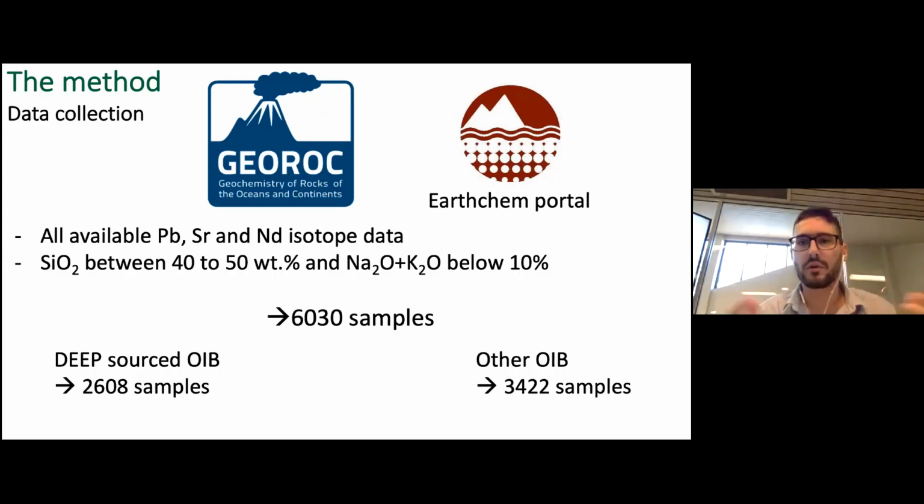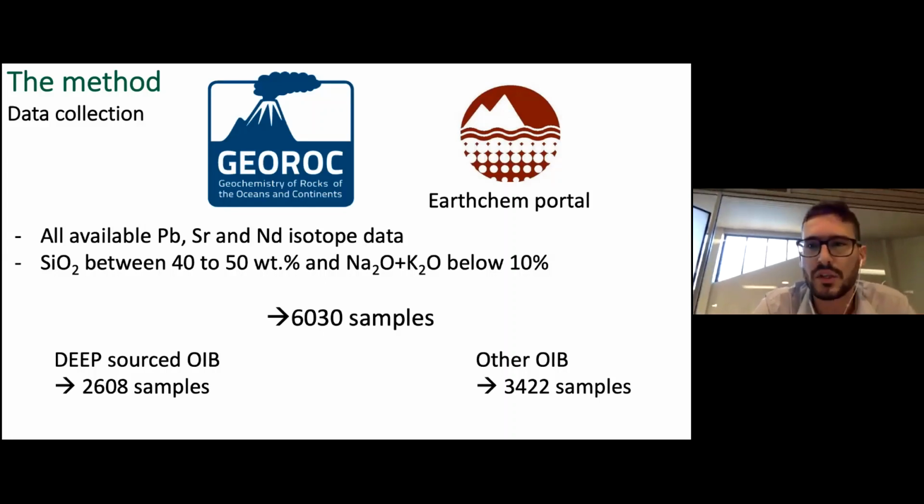For the basalt, we have a very restricted composition for the silica. So we just select the basalt: silica between 40 and 50%, and potassium and sodium generally lower than 10%, to be general. Also all the mafic products of the plumes. So we end up with more than 6,000 samples, and we filter them according to deep or non-deep source, and we end up with almost 2,600 samples for the deep OIB and around 3,000 for the non-deep OIB.